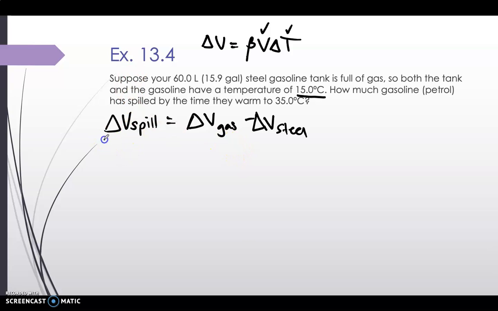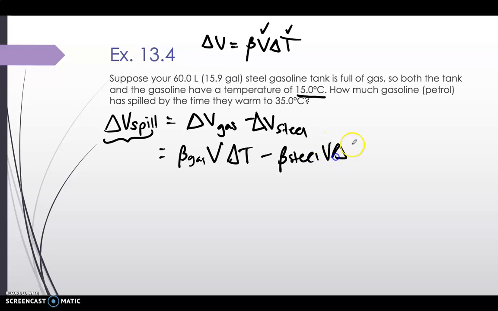So this is what we want to know. We want to know the spilled amount. Okay, so this would be beta of the gas or the petrol times volume times delta T, minus beta of steel times V delta T.